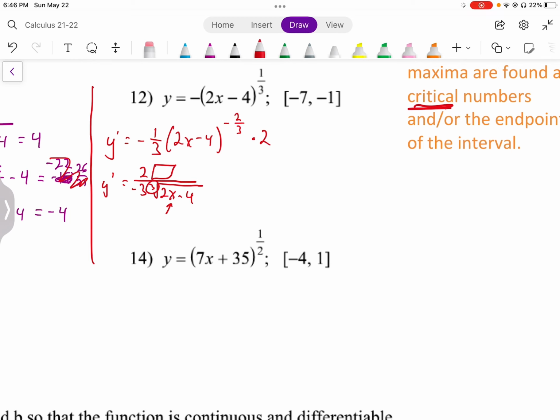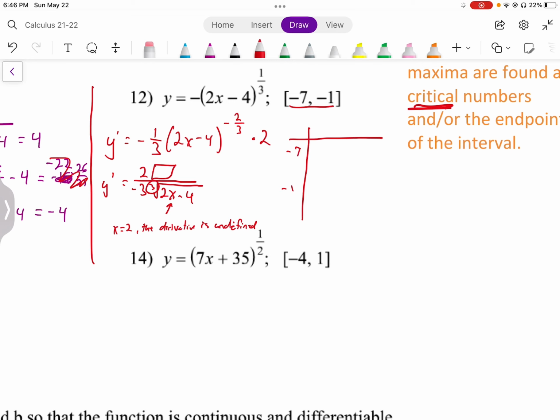So x equaling 2 would make this undefined. So x equals 2, the derivative is undefined. Well, that really doesn't matter to us because 2 is not in the interval we're speaking of. So we don't have any critical numbers within that interval. So what we will do now is just try plugging in negative 7 and plugging in negative 1.